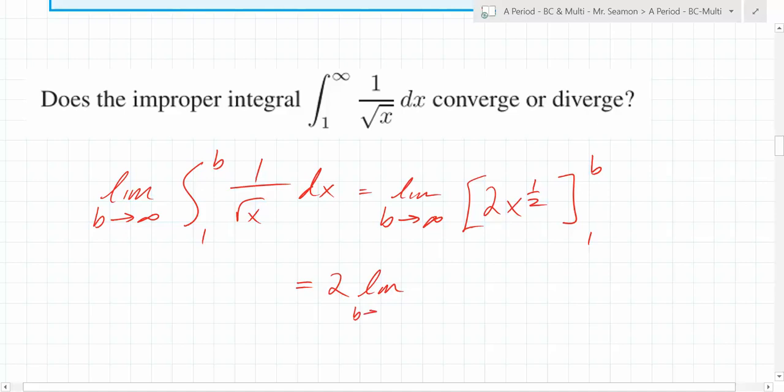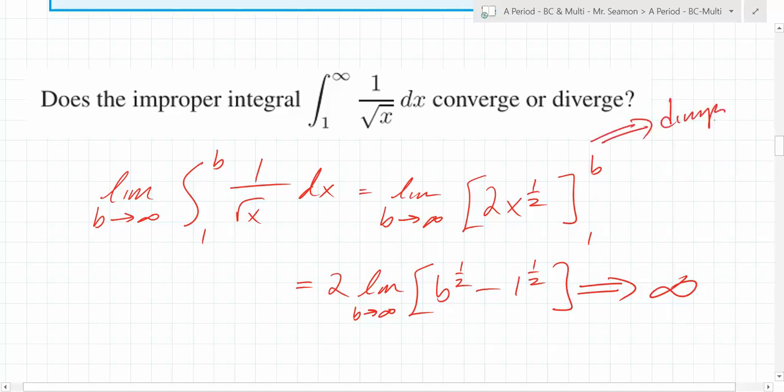Limit as b goes to infinity of 2 times x to the 1/2. Well, we can plug it in now. It's b to the 1/2 minus 1 to the 1/2. What does this go to? Infinity. Yeah, you have infinity. You're square rooting infinity. So what do we now know about this integral right here? It diverges. Nice. We talked something about p-series also.